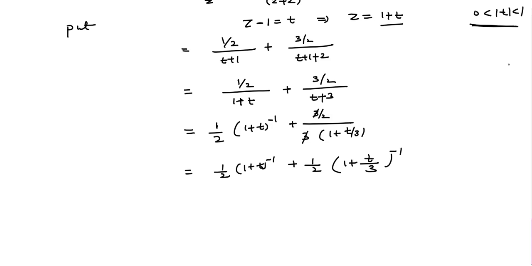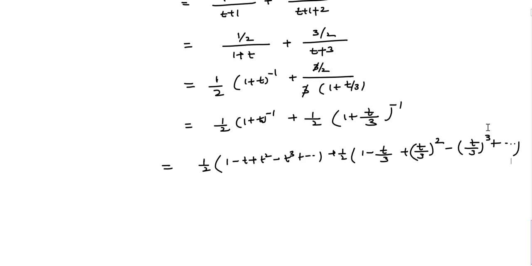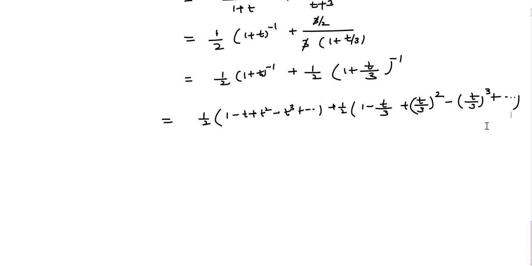So we can put here that is 1/2 in bracket (1 - t + t^2 - t^3 + ...) + 1/2 (1 - t/3 + (t/3)^2 - (t/3)^3 + ...). So this is our required series.